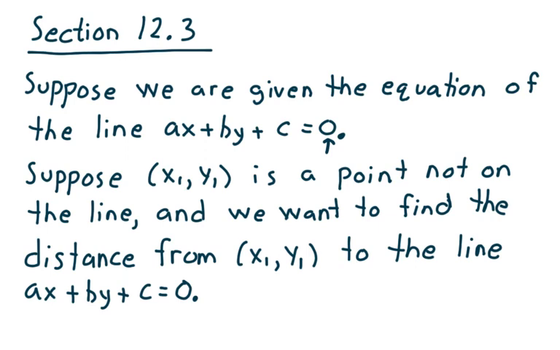Suppose (x sub 1, y sub 1) is a point not on the line, and we want to find the distance from (x sub 1, y sub 1) to the line ax plus by plus c equals 0. And don't worry, I will draw a picture of what's going on here.